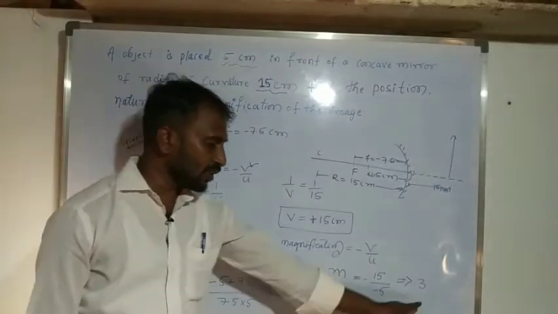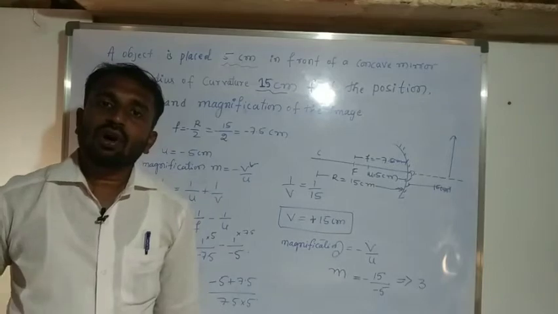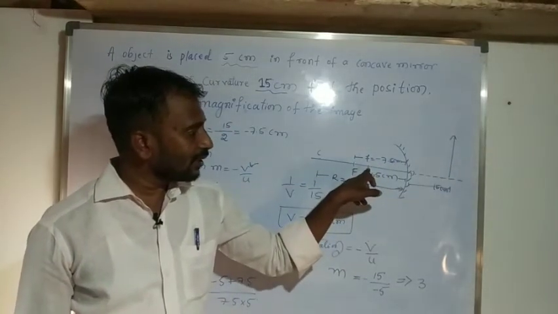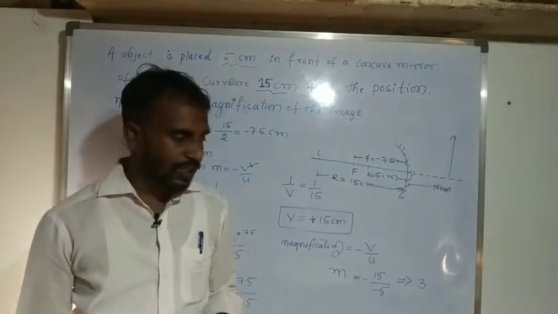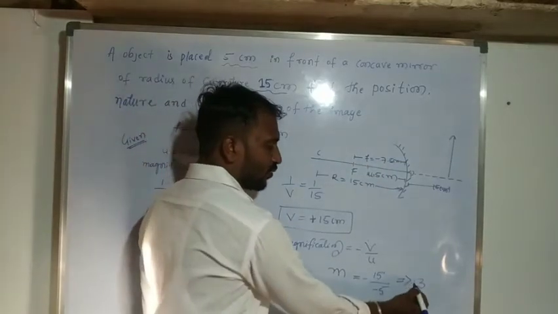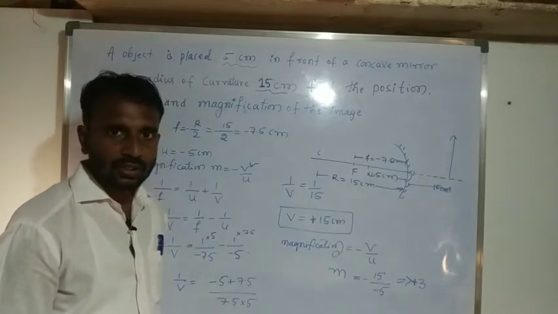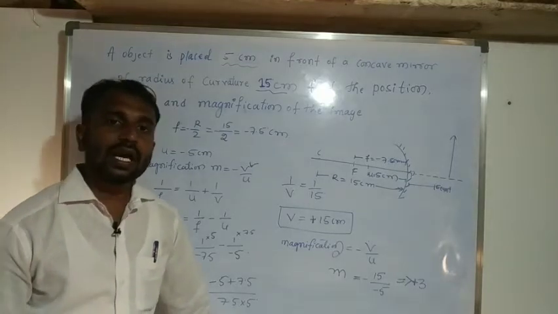Plus 3 means it is greater than 1. Greater than 1 means the size of the image is greater than the size of the object, and this magnification value is considered positive. So this image is virtual and erect.